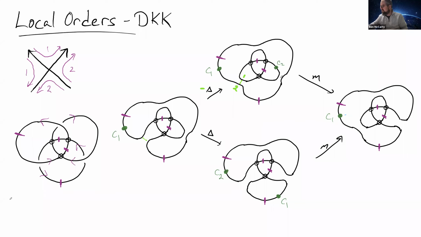Similarly, when we get over here, remember the orientation is going up and to the left at this crossing. So this is a 1 and this is a 2, locally speaking. So when we map that over via this merge map, well, that's going to pick up a negative there.